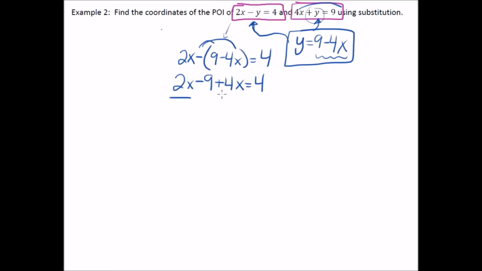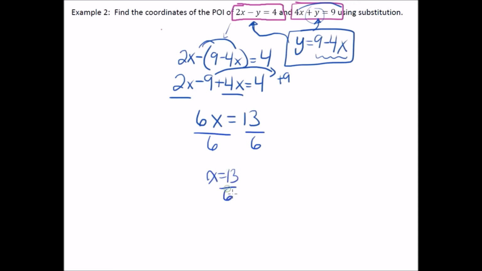Okay, so we have 2x plus 4x. I get 6x. And then we can bring this 9 over, and it becomes positive 9. So 9 plus 4 equals 13. Okay, and now all we have to do is divide by 6. And I get x equals 13 over 6.